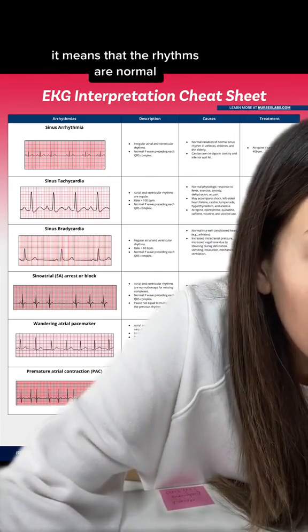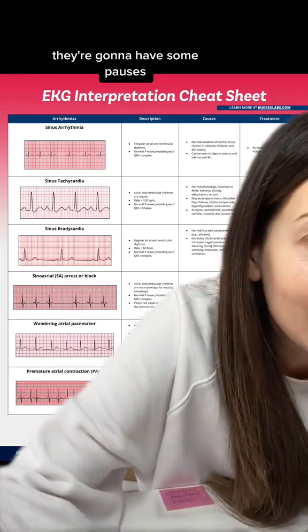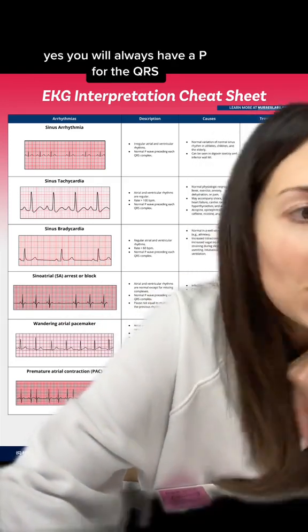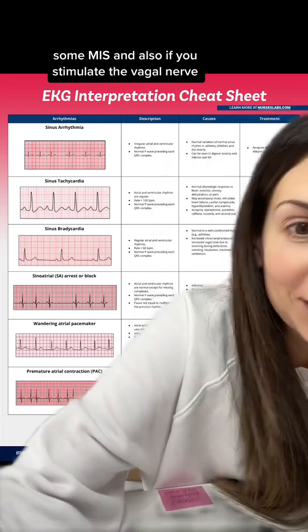It means that the rhythms are normal, except they're going to have missing little spots. They're going to have some pauses. Yes, you will always have a P for the QRS. Happens with infection, some MIs, and also if you stimulate the vagal nerve.